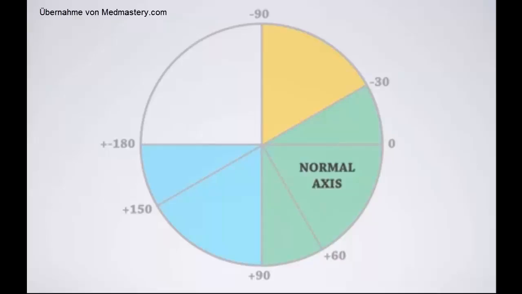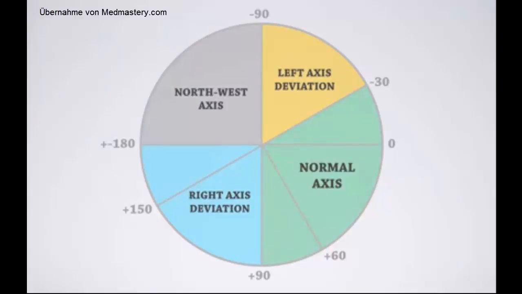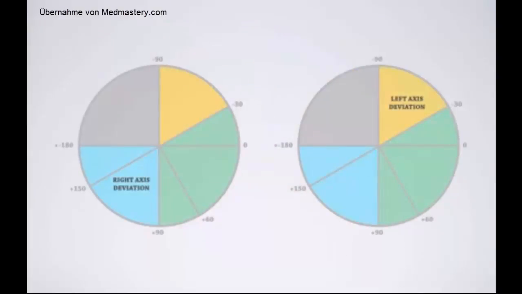If the cardiac vector points into the direction of the yellow area from -30 to -90 degrees, that's called left axis deviation. And if the cardiac vector points into the direction of the blue area from +90 to 180 degrees, that's called a right axis deviation. And lastly, if the main cardiac axis points into the direction of +180 or ±180 to -90, then that's called a northwest axis. You should only care about right axis deviation and left axis deviation for now.